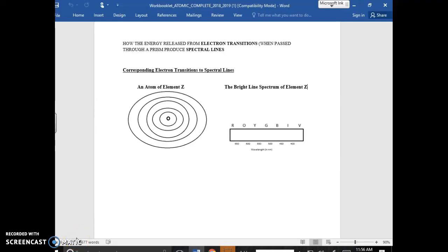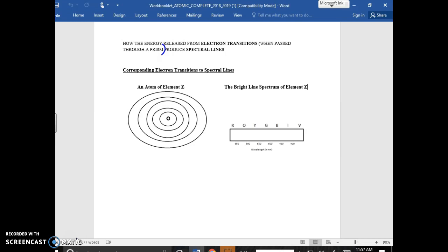So this is lesson 7 in our atomic structure unit. Notice our title, How the Energy Released from Electron Transitions Produce, this actually doesn't make sense, when passed through a prism, produce spectral lines. Well, let's talk about this.